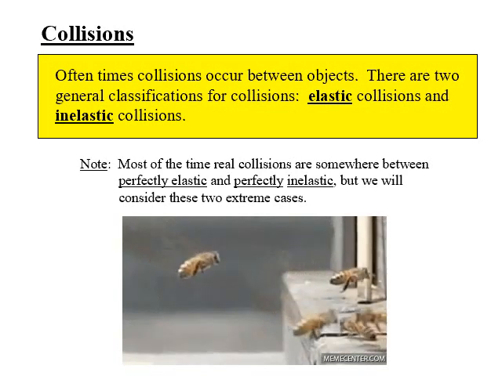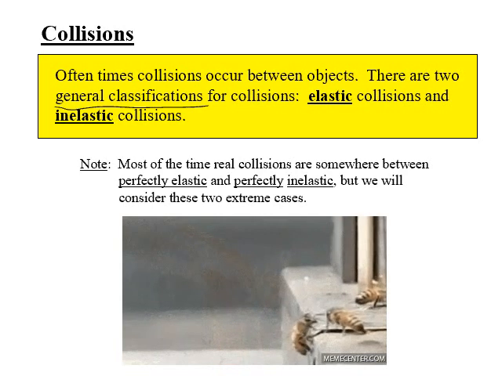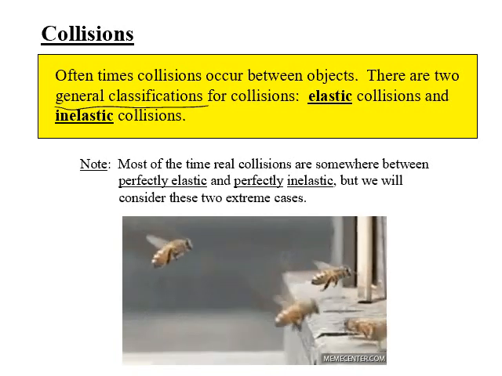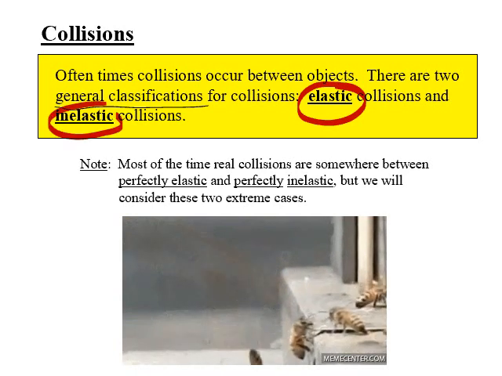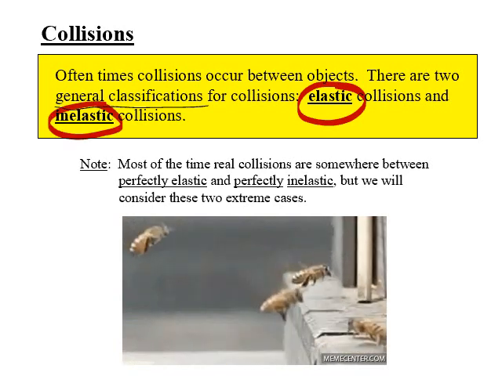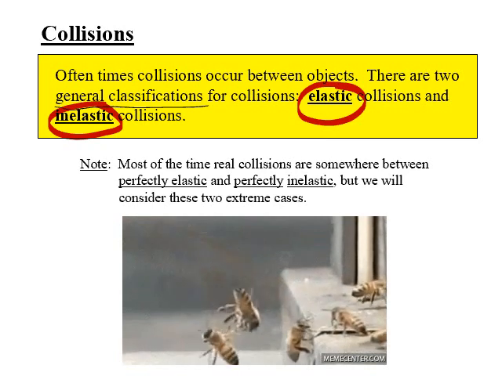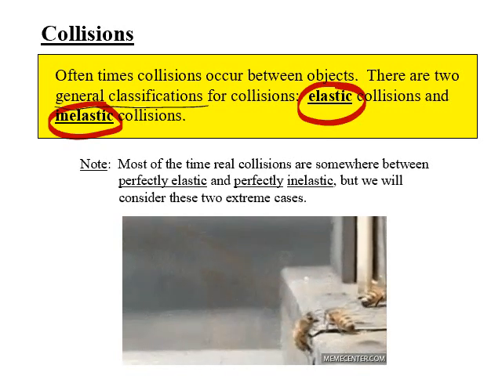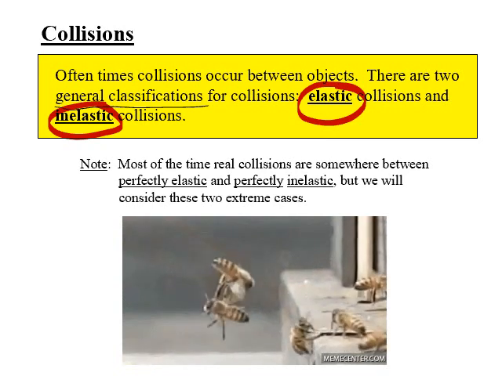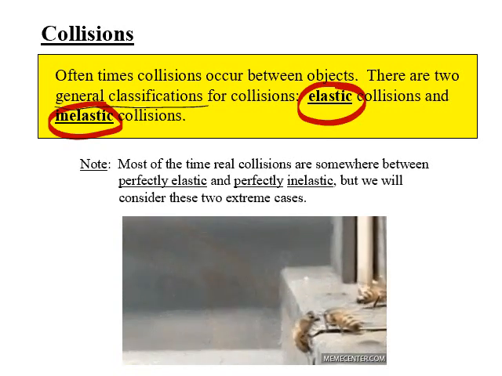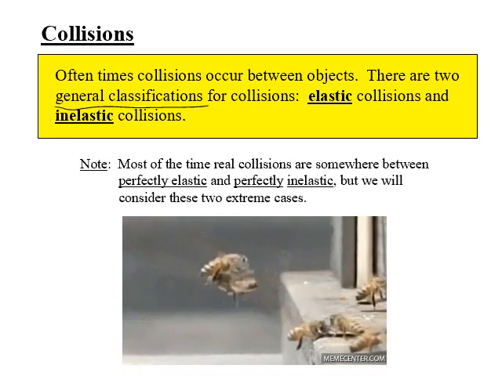There are two basic categories or general classifications for collisions. One type of collision is called elastic, and the other is called inelastic. Most of the time, the type of collision we get is probably somewhere between elastic and inelastic, much like these bees that are colliding in this video. They're not perfectly bouncing off each other, which would be elastic, but they're also not sticking together entirely, which would be inelastic.